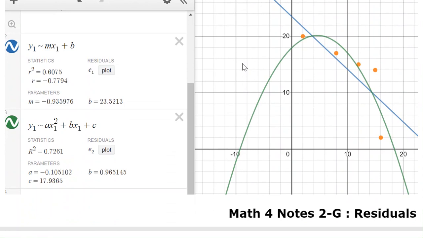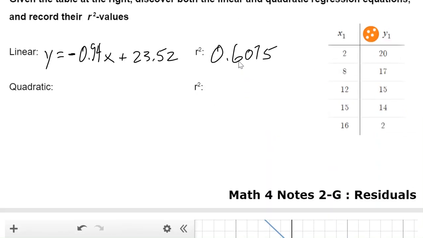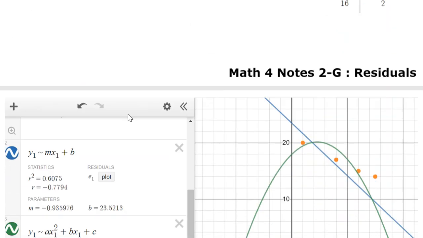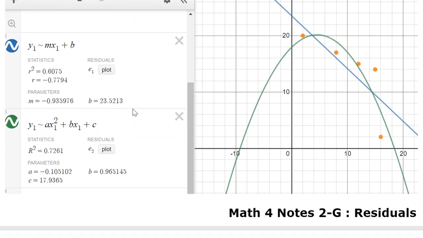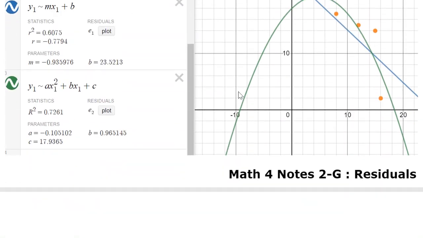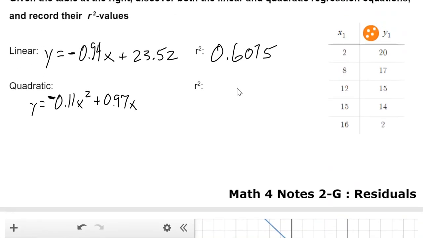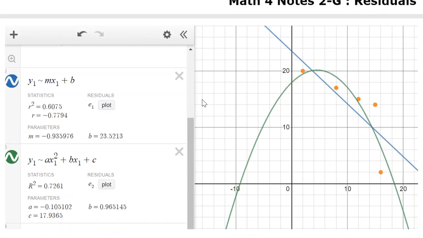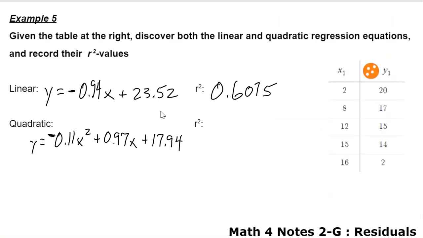All right, quadratic: A is negative 0.11 x squared. Next term is .965, which would be .97, plus 0.97x. And then the C value is 17.936, which would be 17.94. And the R squared value down there is .7261.